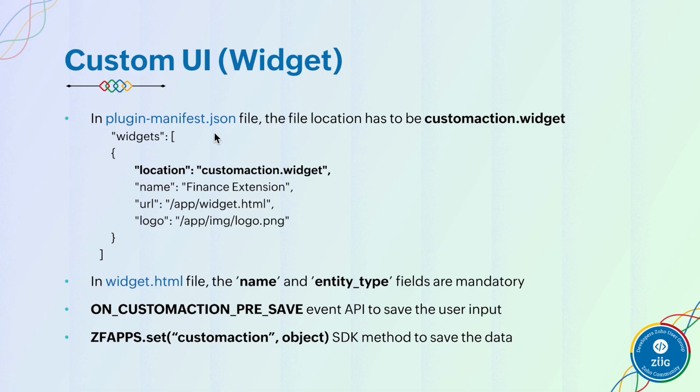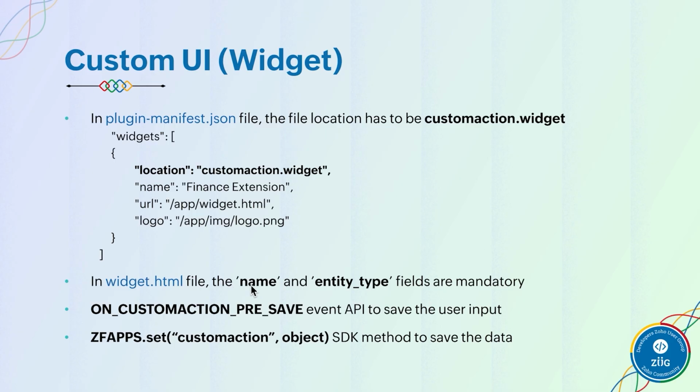In the plugin-manifest.json file, you should ensure that the file location is explicitly set to customaction.widget before you upload your zip file. This specific file location tells the system exactly where to find your widget logic when the custom action is executed. And in the widget.html file, there are two key fields you must include.